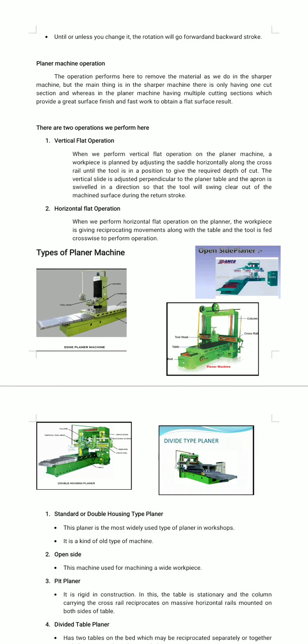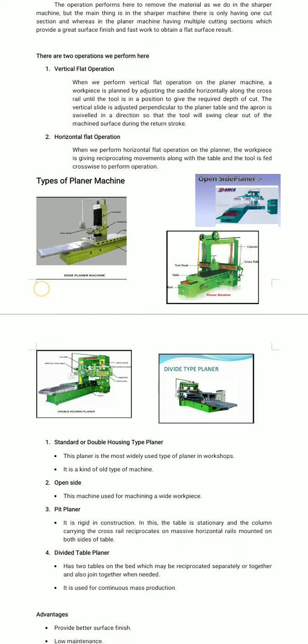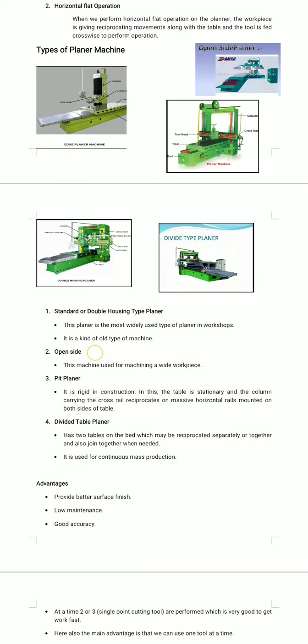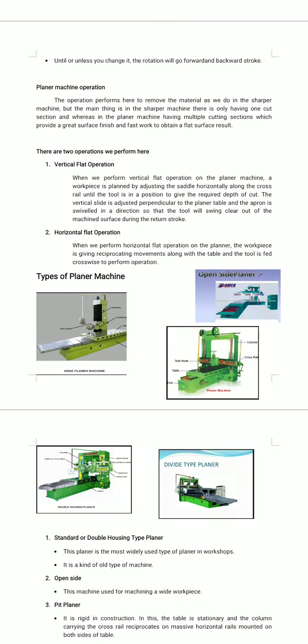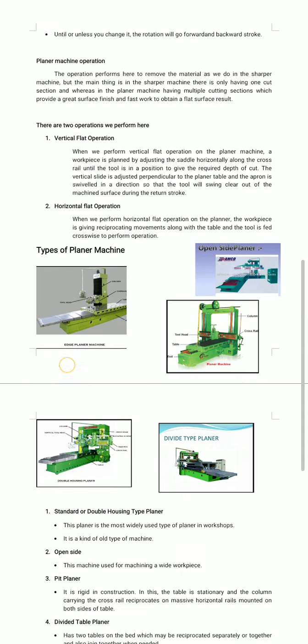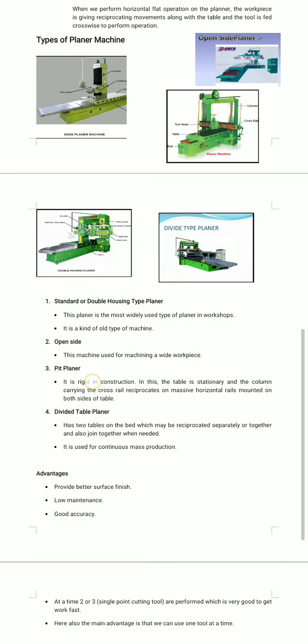So, types of planer machine. Number one is the standard or double housing type planer. This planer is the most widely used type of planer in workshops. It is a kind of old type of machine.